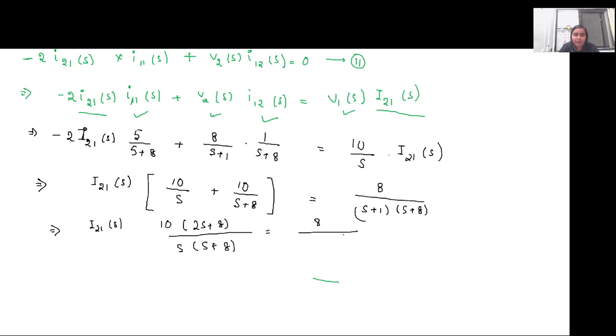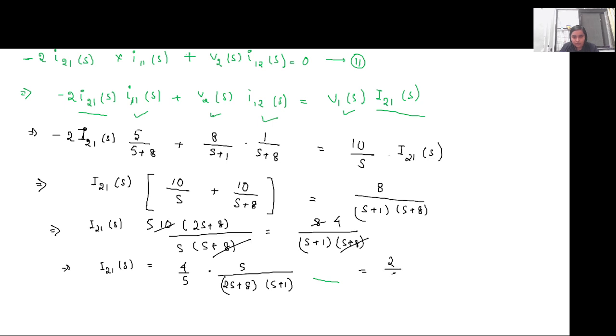It is similar to the manner in which we solved earlier also. So you will have to again form partial fractions and then finally take it into the time domain. So the 4 by S plus 8 will get cancelled. So I21 of S is equal to 4 by 5 into S by 2S plus 8 into S plus 1. We can again take 2 common, so it will be 2 by 5 into S by S plus 4 into S plus 1.